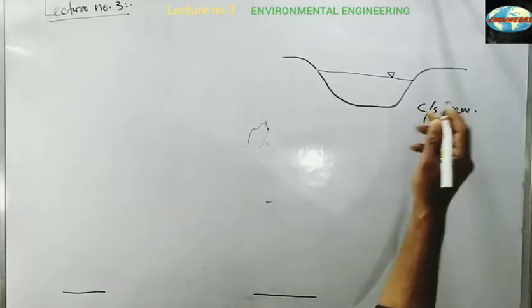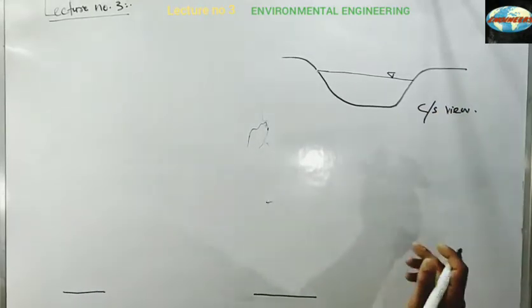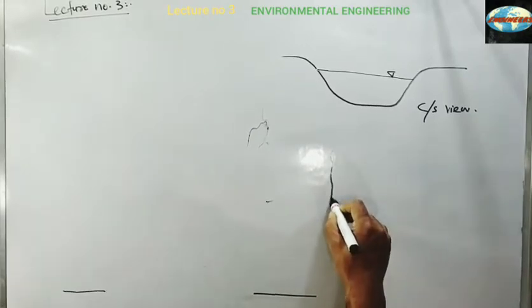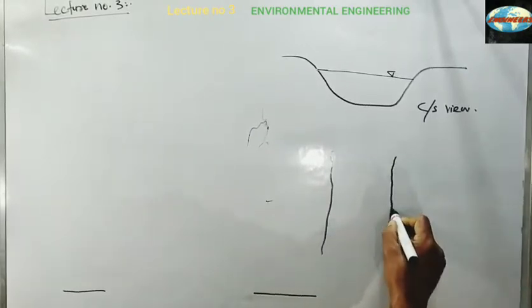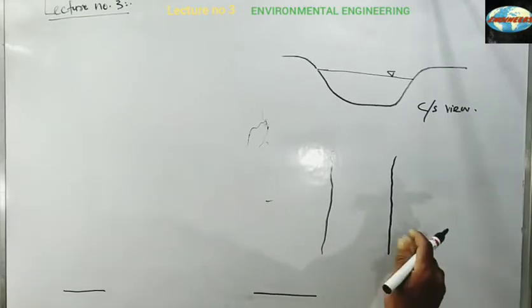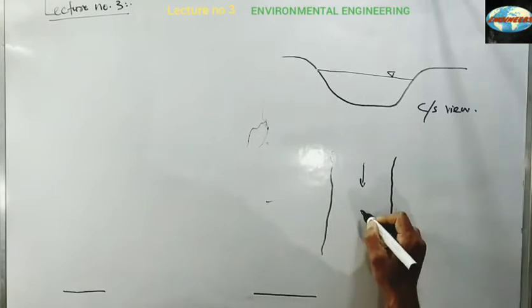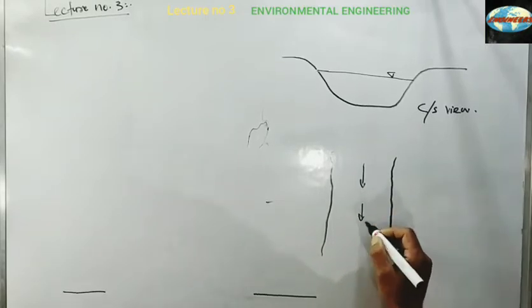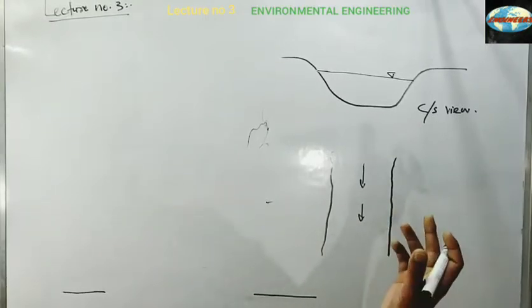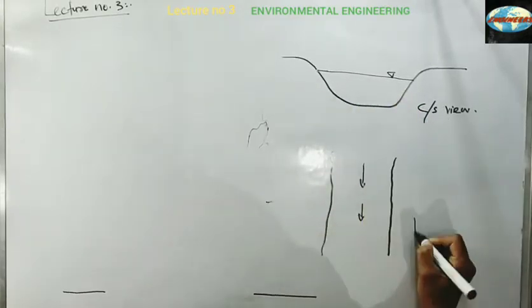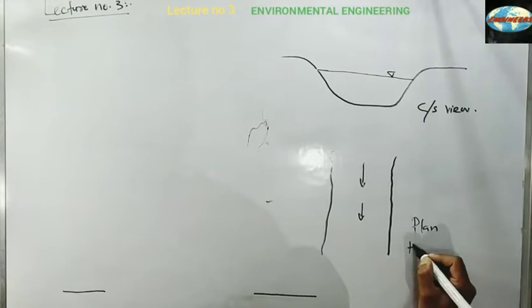And if I talk about the helicopter view or the plan, you can assume the river is like this. If I don't show any meandering over here, this is a river. Let the water be flowing like this; it is not very important in what direction the water is flowing. This is the plan or the helicopter view.